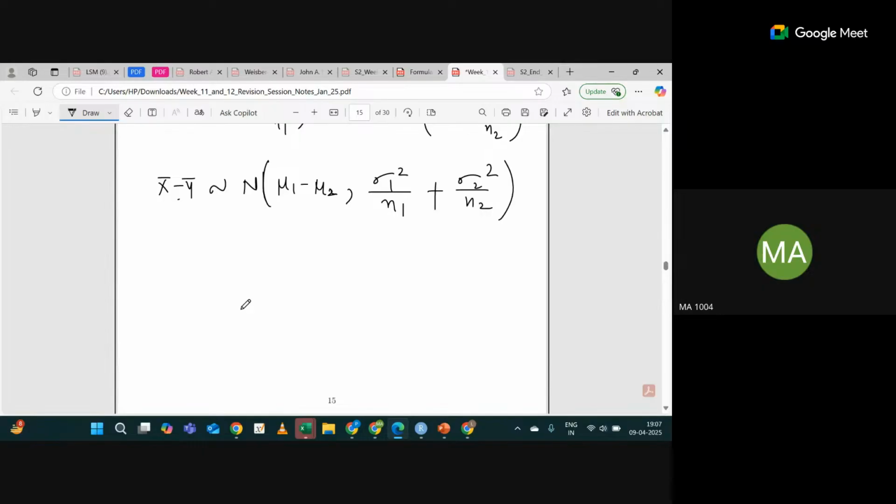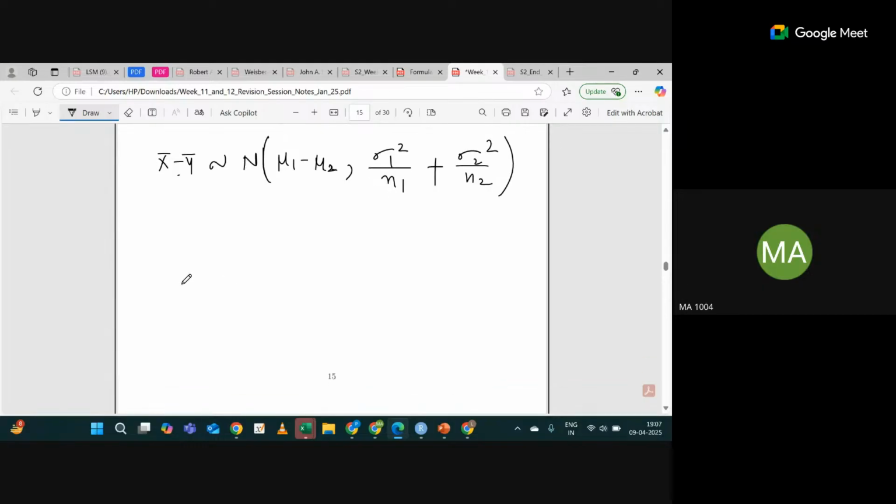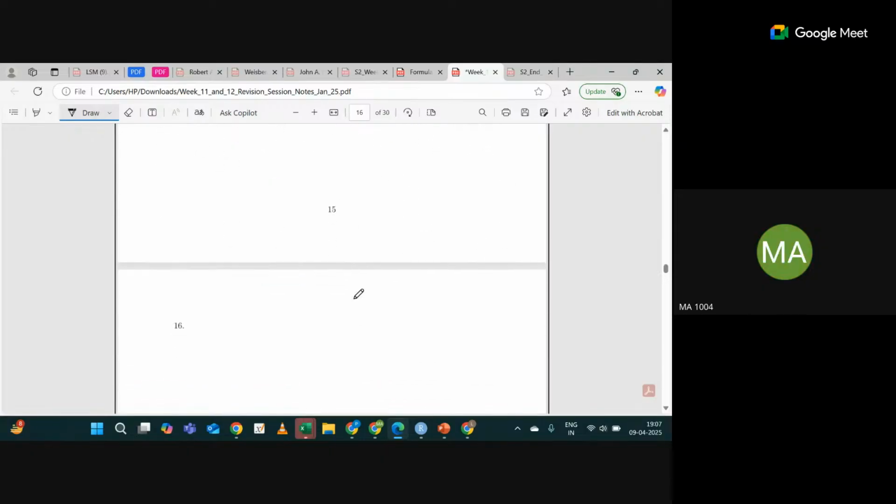If this is the case, how will you proceed? What will be your test statistic? You can say x bar minus y bar, or y bar minus x bar, which is normal with mean mu2 minus mu1, and the variance will be the same anyway, since it will be added, right? Are you getting my point?